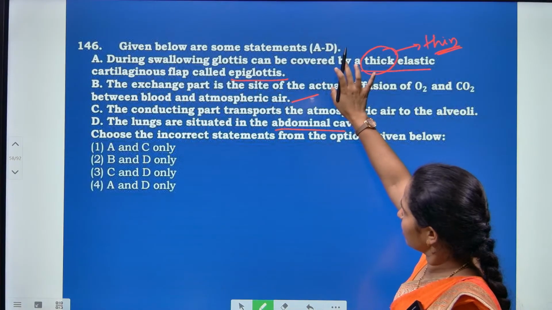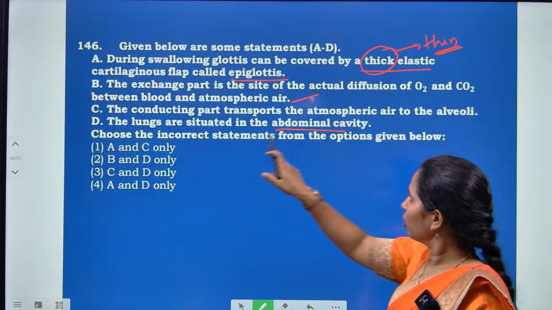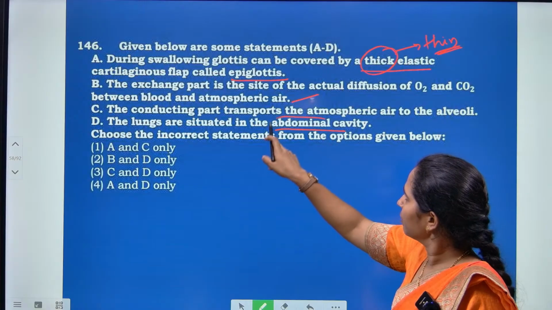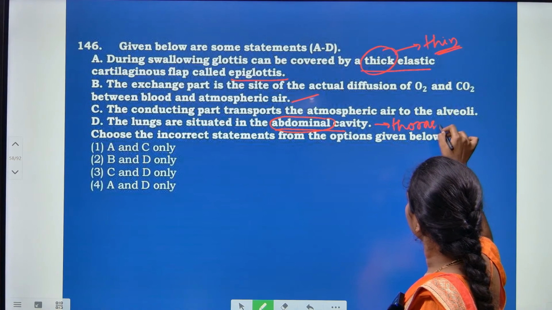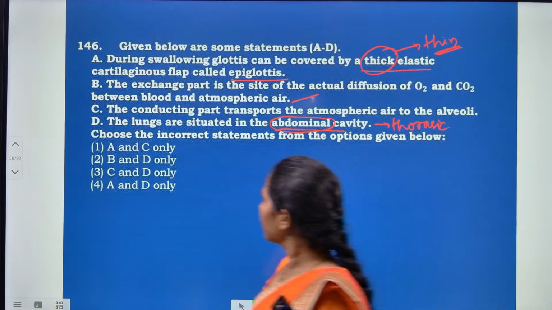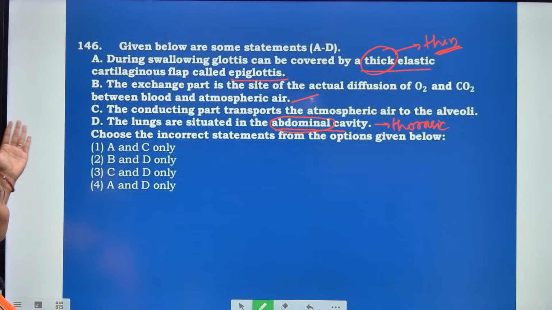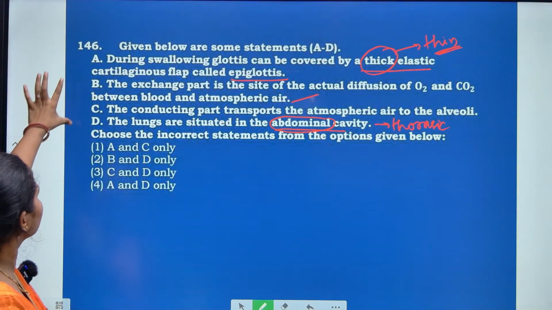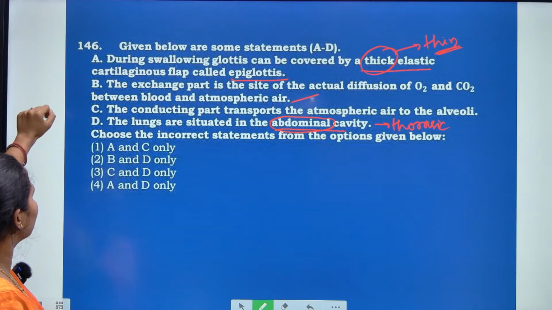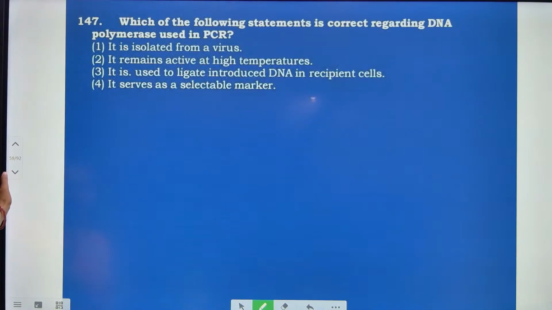So this is an incorrect statement. And the statement fourth: here the lungs are not situated in the abdominal cavity, but where are they situated? They are situated in the thoracic cavity. So option statements A and D. Choose the incorrect statements from the given options. The incorrect statements are A and D here. So option D, the fourth one, is the right option here.